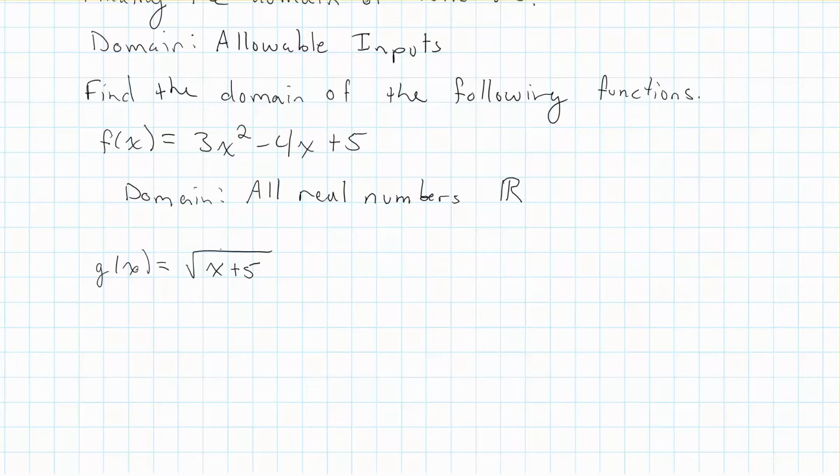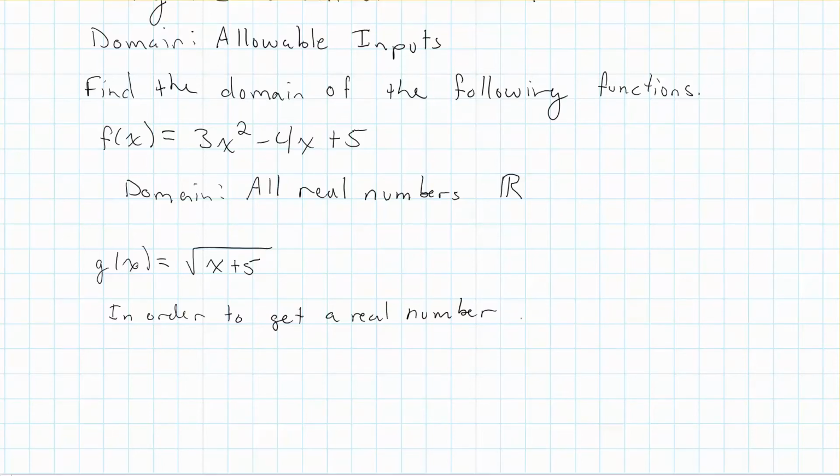And remember, at this point in time, we're only concerning ourselves with real valued answers. We only want real numbers as my answer. So in order to get a real number, we have to make sure what's inside this square root is bigger than or equal to 0. In other words, we have to have x plus 5 being greater than or equal to 0.